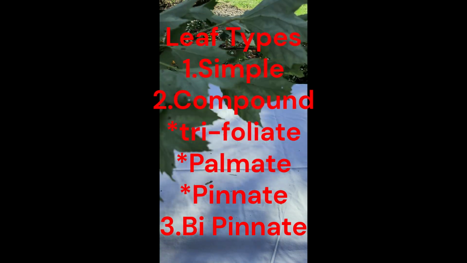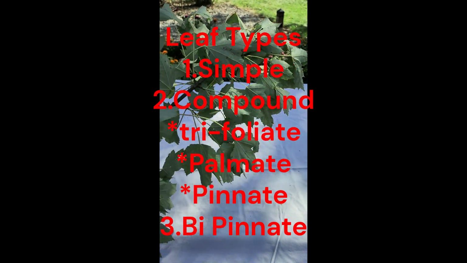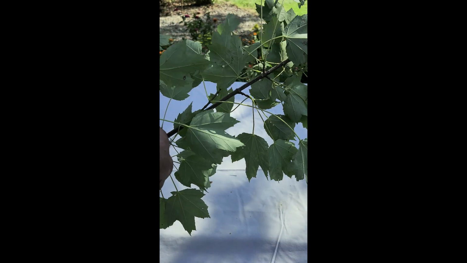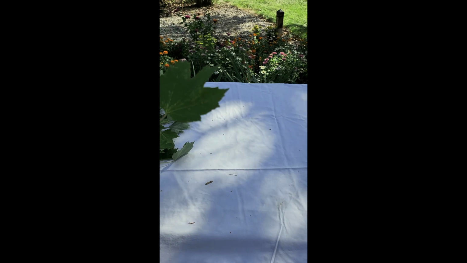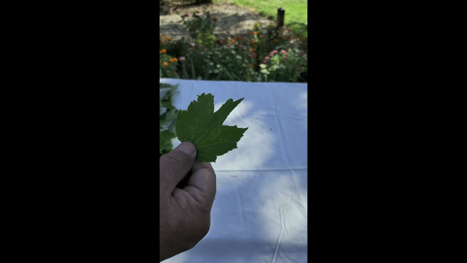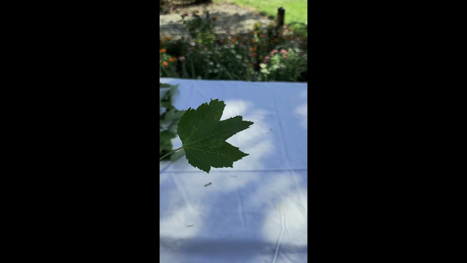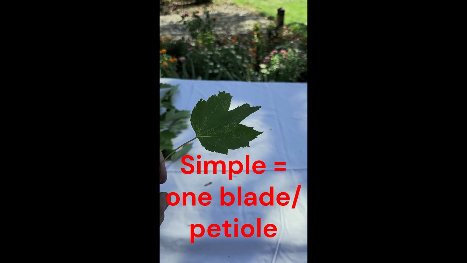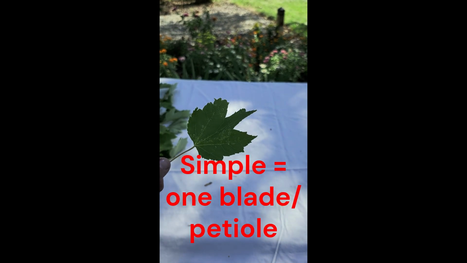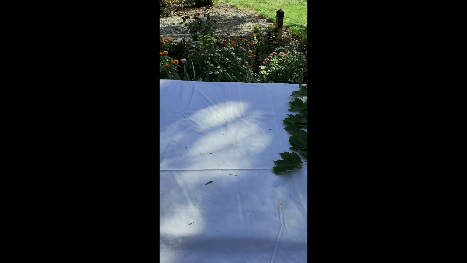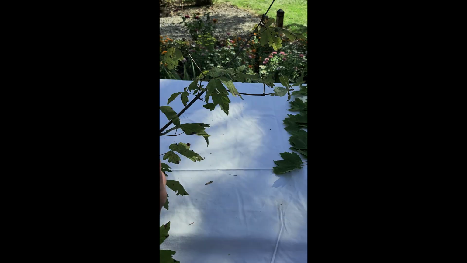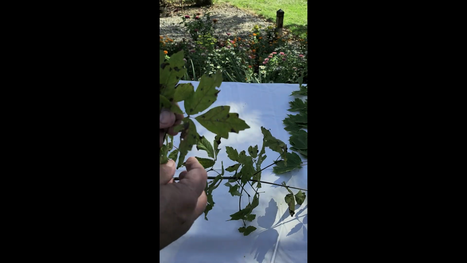If I look at this, many of you know that this is a maple. I'm going to come down here, follow the petiole down to the stem, and grab it. Now I have the petiole in my hand, and I have one blade beyond it. So this is a simple leaf. It's as basic as it gets. I have one blade per petiole. Simple.